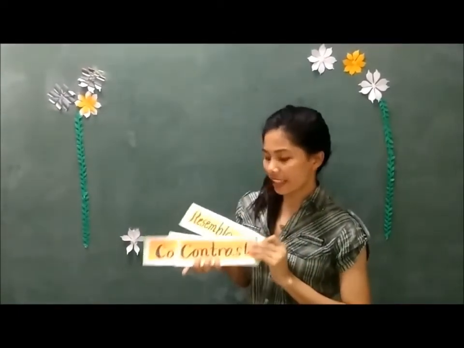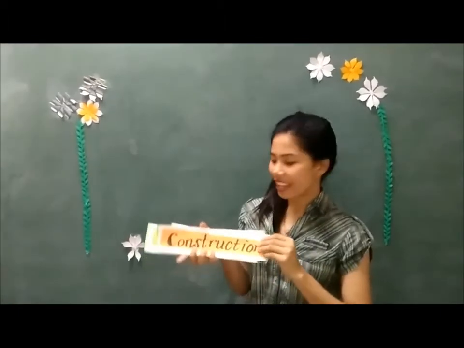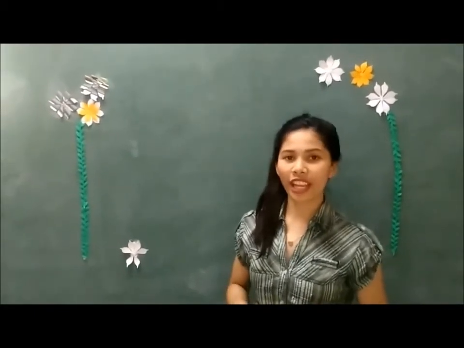So, figure of speech is divided into different categories, and these are first, resemblance, the second is contrast, the third is construction, and the last one is association. The figures of speech under resemblance are simile, metaphor, personification, and apostrophe.